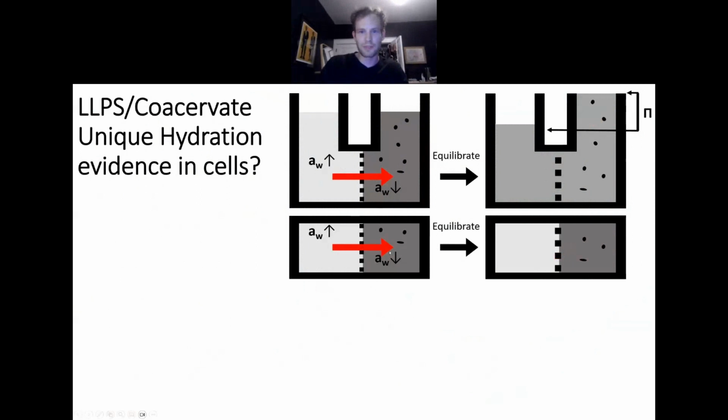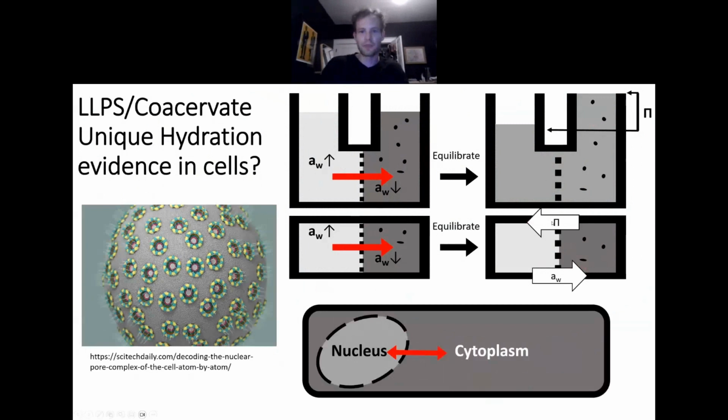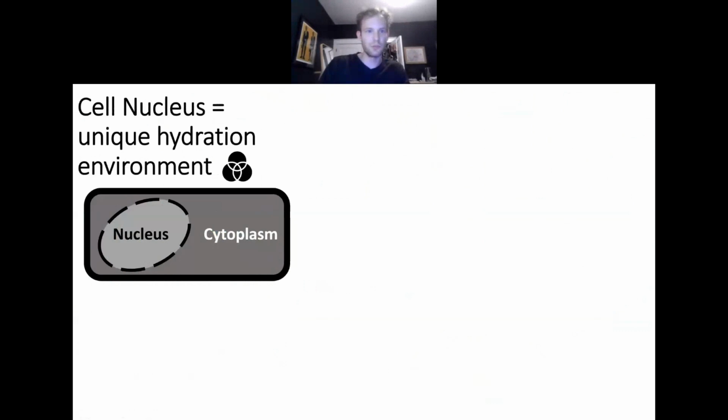So I'm going to argue that this is kind of the same setup, where to fight the water's wanting to go to lower activity, osmotic pressure fights back. And I argue that this is the same setup as the nucleus versus the cytoplasm in the cell. The nucleus is a semi-permeable membrane that lets water and some salts and other molecules through, but big proteins and molecules can't go through it. So it replicates the same behavior, I propose, and this means that the cell nucleus is a unique hydration environment. And now I'm going to try and show that that might be the case.